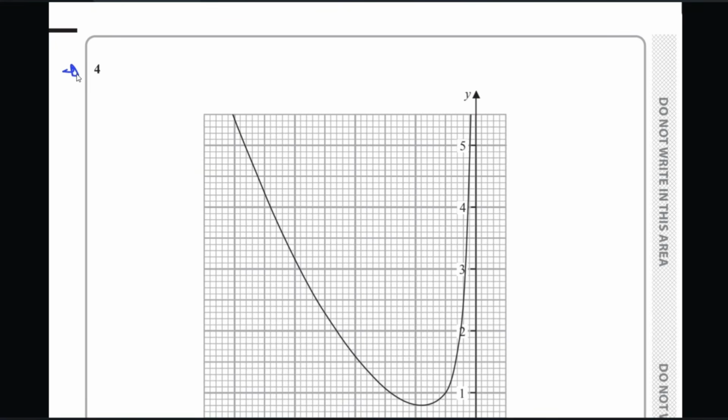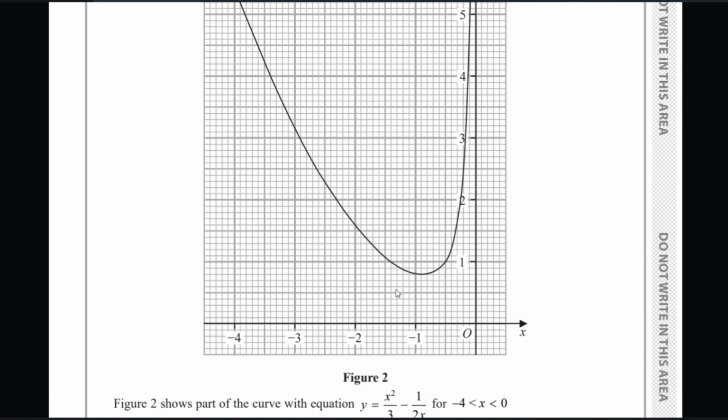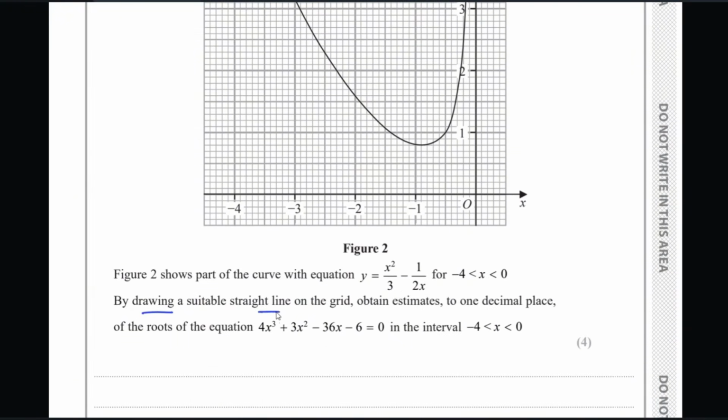Okay, question number 4. So we have a graph. Figure 2 shows part of the curve with the equation y equals x squared over 3 minus 1 over 2x, for the region minus 4 less than x less than 0. So between minus 4 and 0, we can see the curve. By drawing a suitable straight line on the grid, obtain estimates to 1 decimal place of the roots of the equation, which is a cubic equation, in this interval for x values between minus 4 and 0.